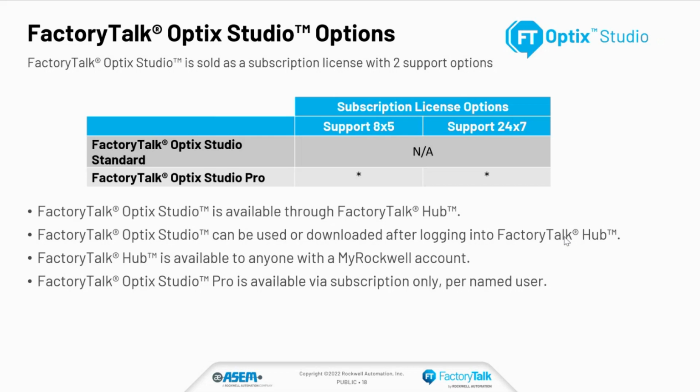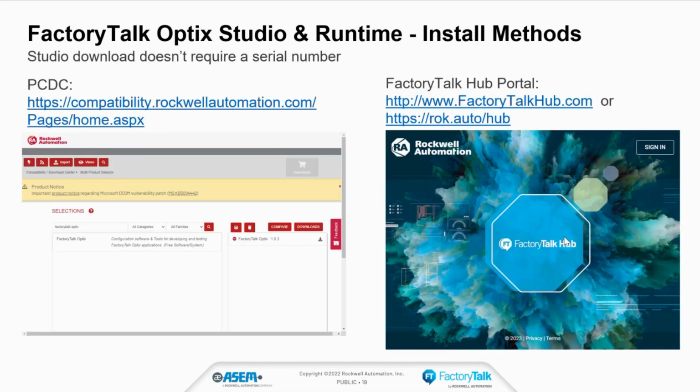I would highly recommend that they do sign up for FactoryTalk Hub because in addition to Optix Studio, there are additional resources that will be very helpful for them there. Okay, and Optix Studio Pro, which allows you to get access to the cloud-based functions of FactoryTalk Optix Studio, is subscription only, and it is one license per user. Okay, so just a note on that. And here are the two ways you can download Optix Studio: from the PCDC, which you may be familiar with, or the Hub portal, which I recommend because there are additional benefits to having a FactoryTalk Hub account.